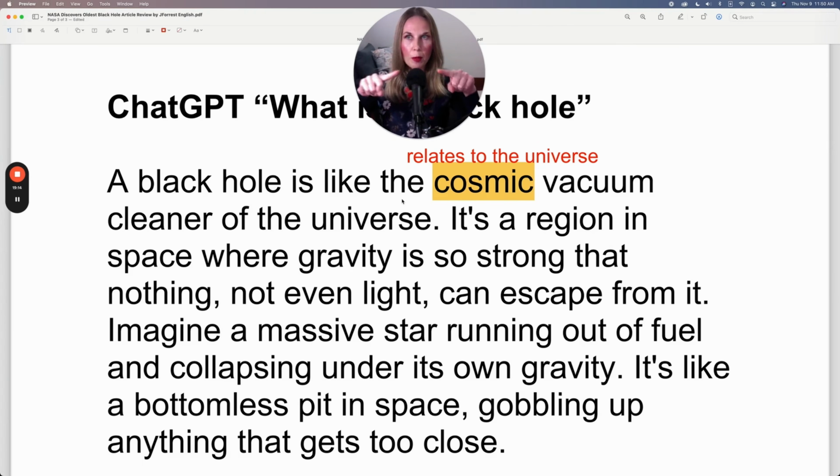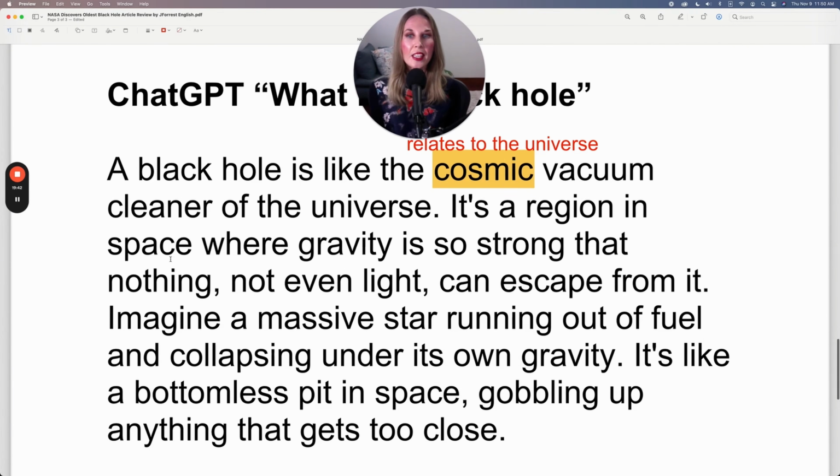So now you have an image of a vacuum cleaner because everyone knows what a vacuum cleaner is. So imagine you're sucking up, you're vacuuming a bunch of dirt in your living room. So now you can imagine that's what happens in a black hole. So that's helpful. It's always helpful for me, at least, to have an image of what these things are or to relate it to an everyday object that we know, like a vacuum cleaner. It's a region in space where gravity is so strong that nothing, not even light, can escape from it. So I guess the fact that light cannot escape from it.